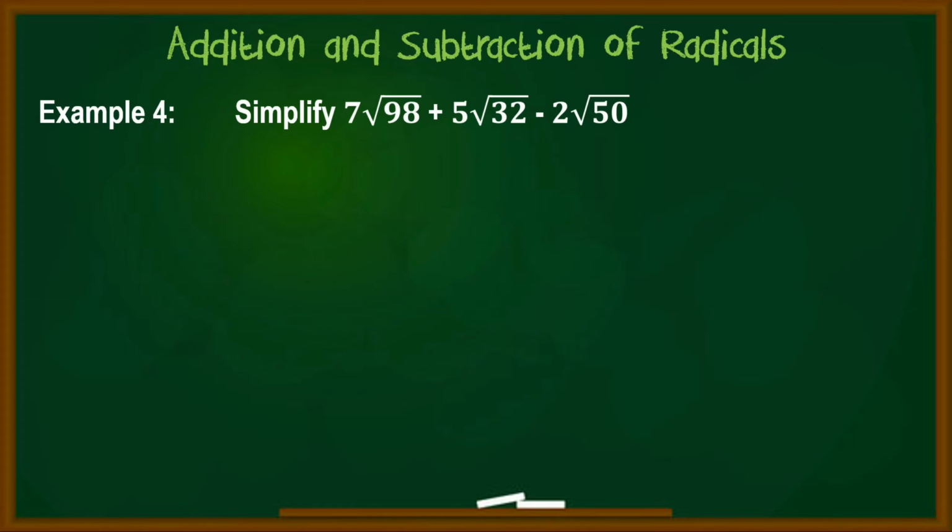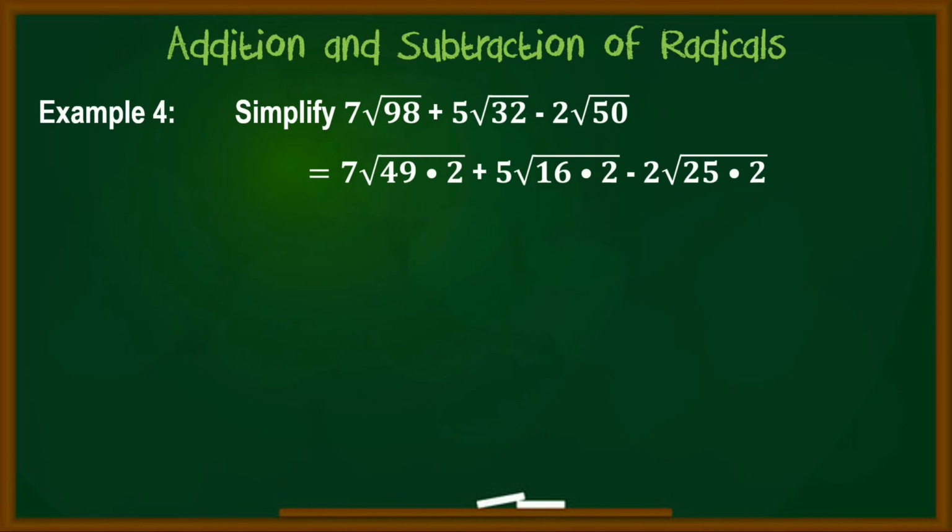Example number 4. Simplify 7 square root of 98 plus 5 square root of 32 minus 2 square root of 15. If you will try to observe, the radicands are not yet in simplest form. What we need to do is to look for the smallest possible factors of the radicand, which is not a perfect nth power. So simplifying the given radicands, we're going to have 7 square root of 49 times 2 plus 5 square root of 16 times 2 minus 2 square root of 25 times 2.